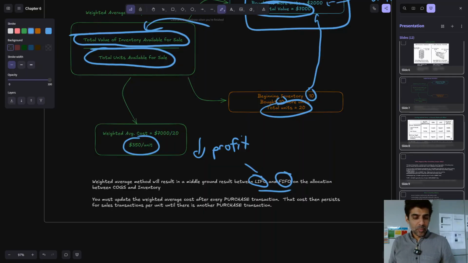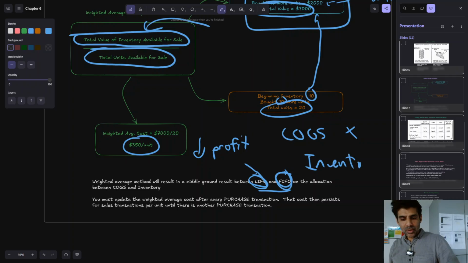Okay, and it's the opposite with inventory. So if LIFO is going to give you the highest cost of goods sold, it's going to end up with the lowest inventory value. Your balance sheet will show a lower amount of inventory than it would under FIFO. So again, if your cost of goods is higher, that means inventory is going to be lower. If your cost of goods is lower, inventory is going to be higher, because those two are trading off between each other. Right?